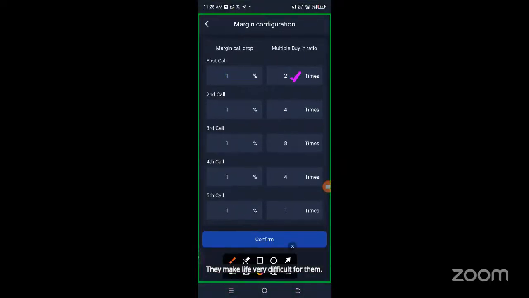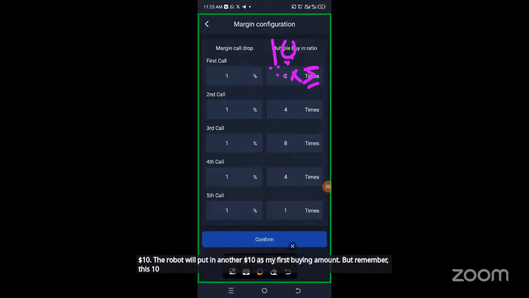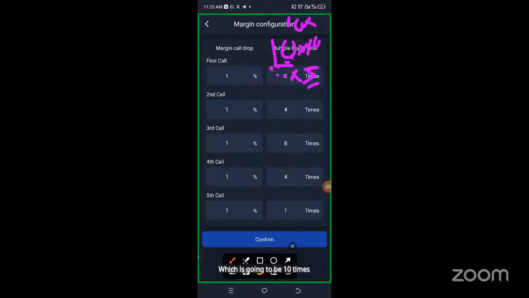This is going to be 2 times 5, which 5 is the first buying amount, and this is going to be $10. The robot will put in another $10 as my first buying amount. But remember, this 10 is affected by leverage of 10 times, which is 10 times 10, and the robot will put in $100 here. But on $100, you will only have $10.